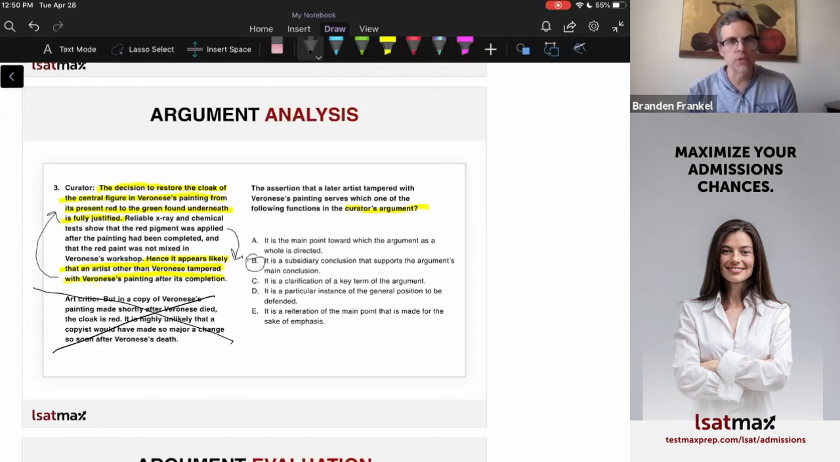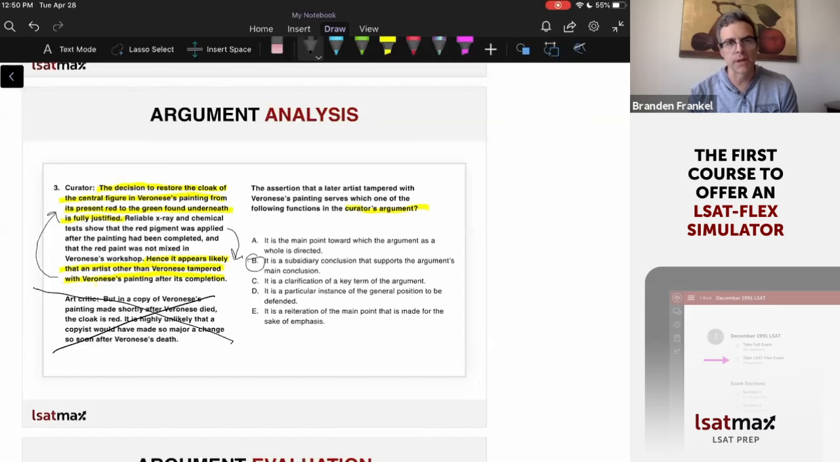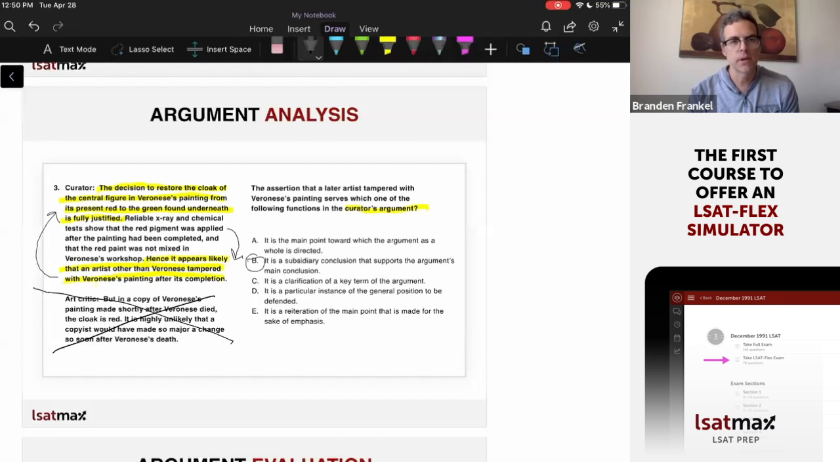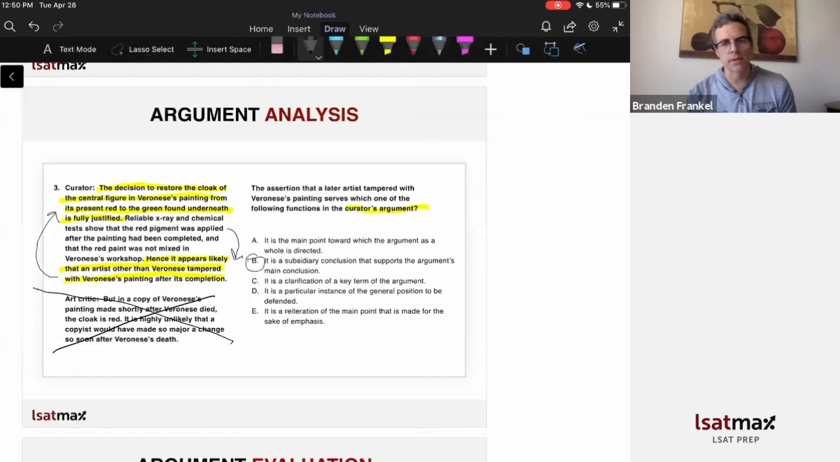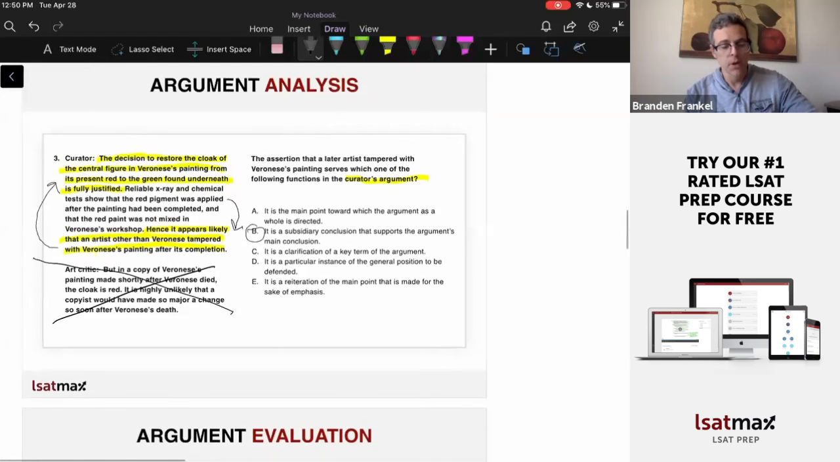But here I don't think there is a general position at all. Instead, I think the main conclusion is also specific. This specific painting should be restored. So I think that mischaracterizes the stimulus. You can always get rid of wrong answer choices that are mischaracterizing the stimulus. So B is the right answer.